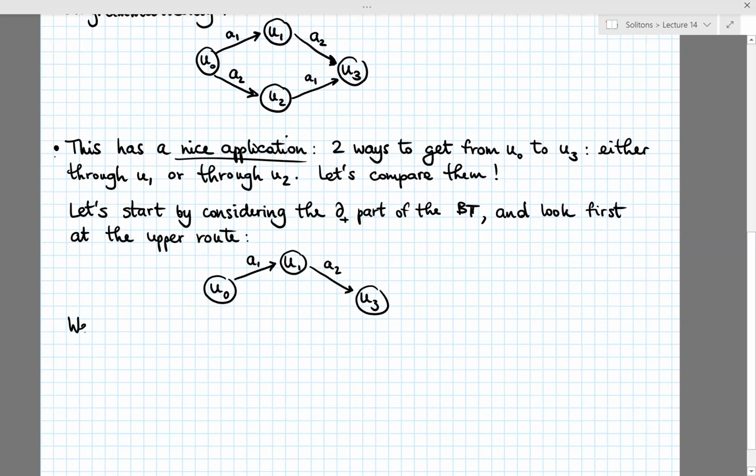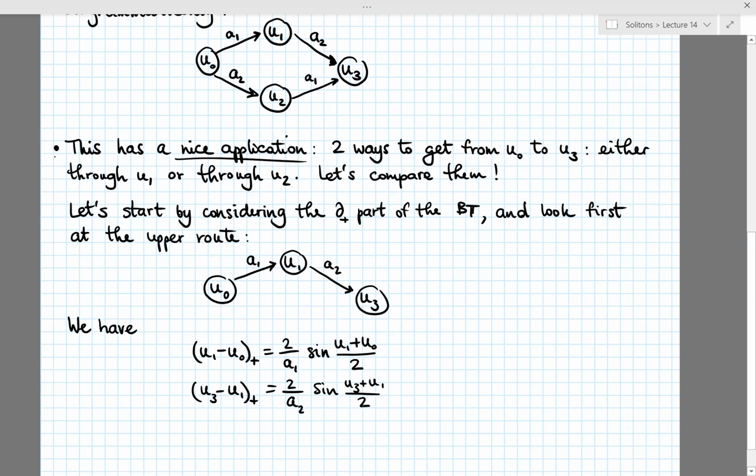Looking back at the definition of the auto-Backlund transform for the sine-Gordon equation and focusing on the relations which involve x plus derivatives, we get that u1 minus u0 plus derivative is equal to 2 over a1 sine of u1 plus u0 over 2. And for the second Backlund transform with parameter a2, we have u3 minus u1 plus derivative equal 2 over a2 sine of u3 plus u1 over 2.